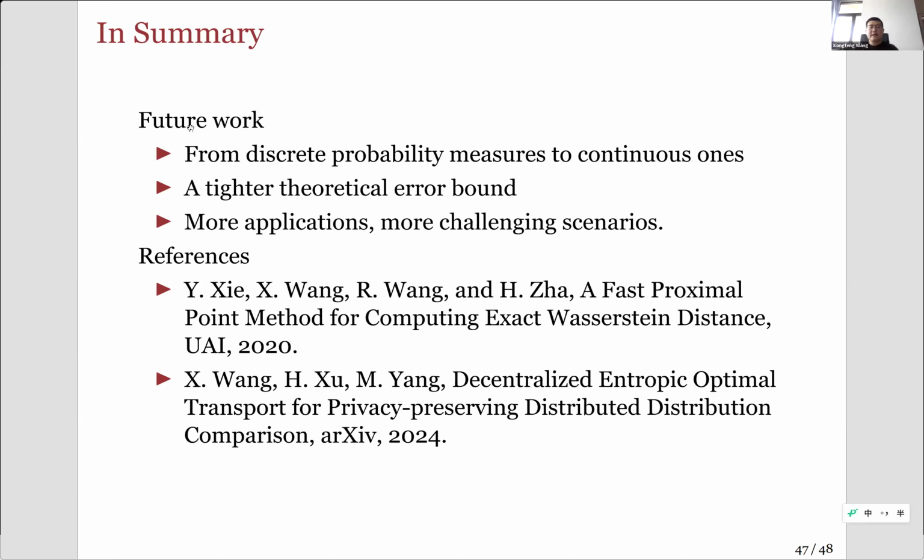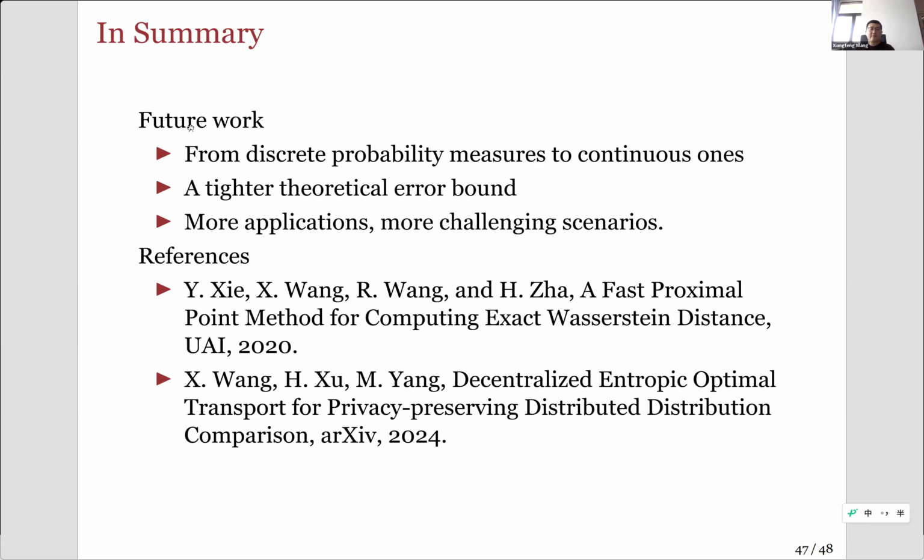And also if we consider the dual formulation of the optimal transport problem, we can introduce some decentralized techniques, and we can both calculate the problem in the decentralized case and also preserve the privacy, and also we can employ the approximated kernel matrix techniques to show the efficiency.